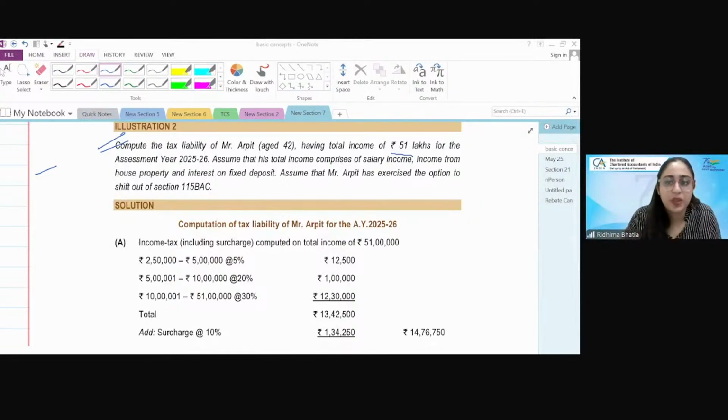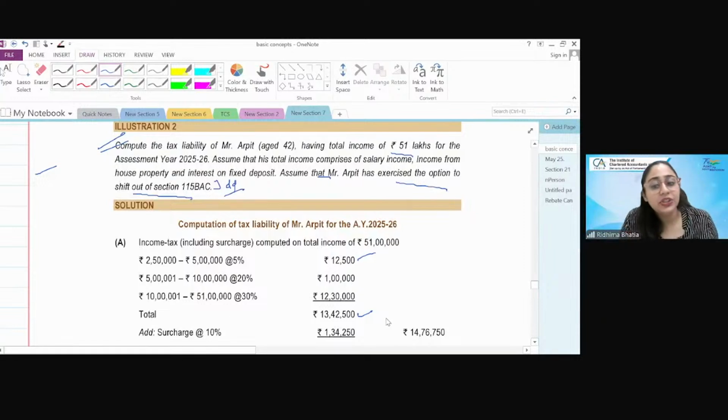Let's see the question. We have been given Mr. Arpit, who is having an income of 51 lakhs and he has exercised the option of shifting out of section 115BAC. It is written in the question. Okay? That means we have to follow old regime. Now, on 51 lakhs income, if I calculate tax, it comes to 13 lakh 42,500. And add surcharge 10%, right? It comes to 1 lakh 34,250, which is 14 lakh 76,750.